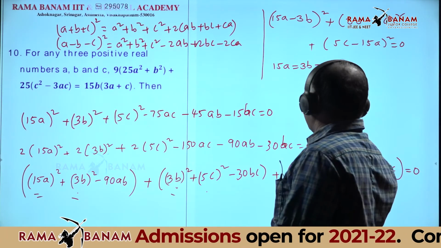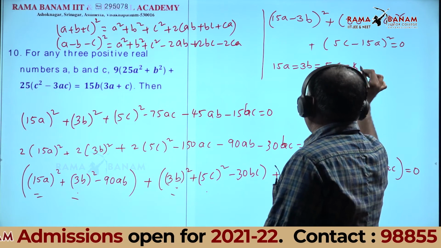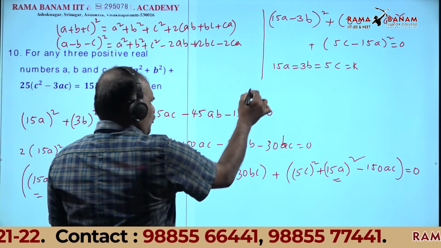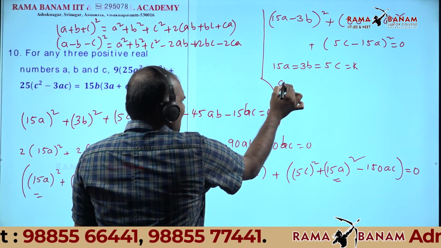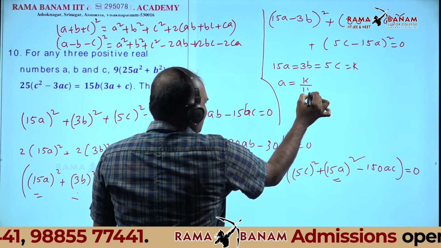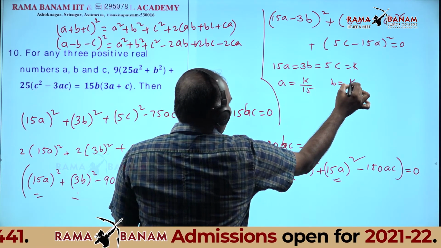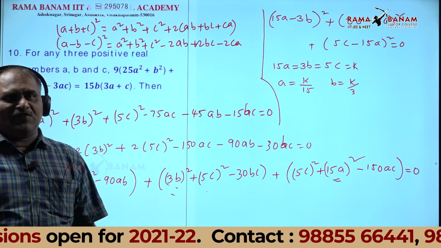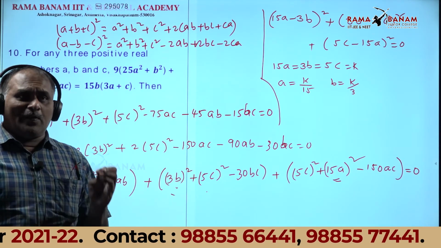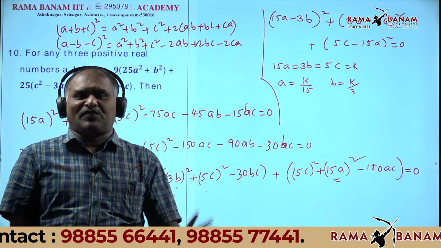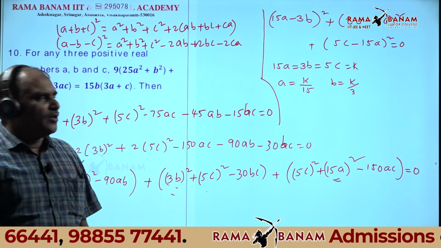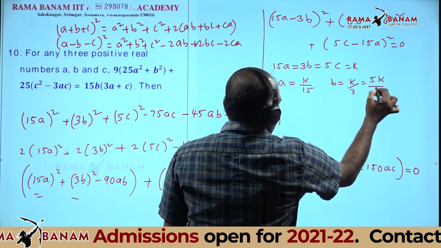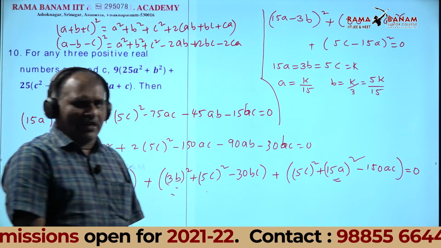Therefore, listen, this is equal to some k I can take, some constant. Therefore, observe this one. What is the A value? k by 15. B value k by 3. K by 3 I write in terms of 15 in denominator. 3 multiplied by what number gets 15? 5. Therefore, multiply numerator and denominator by 5: 5k by 15.